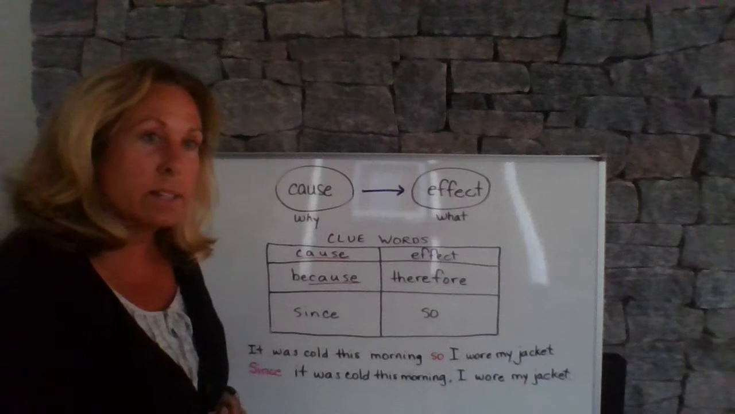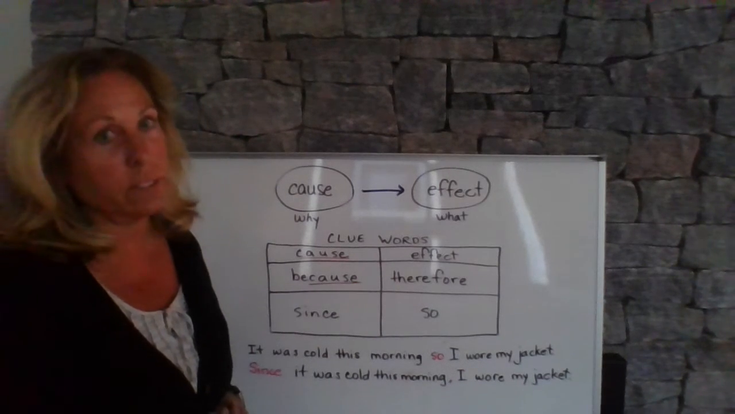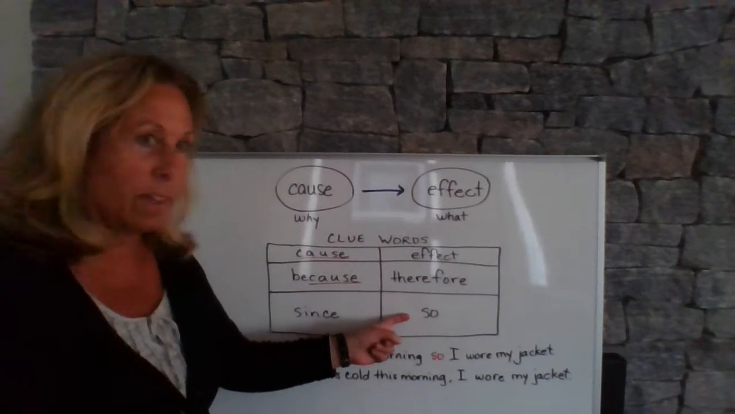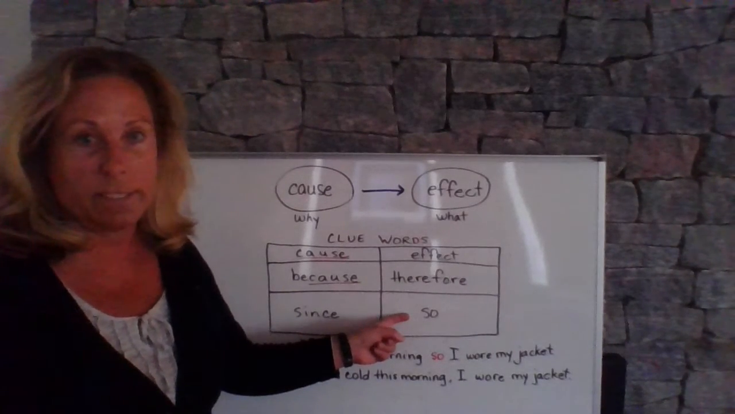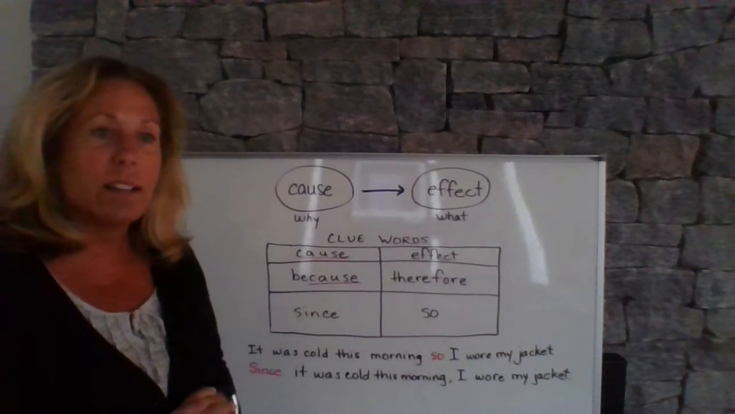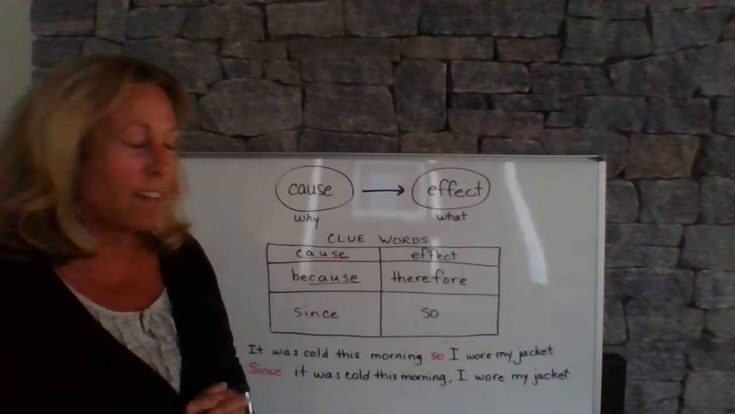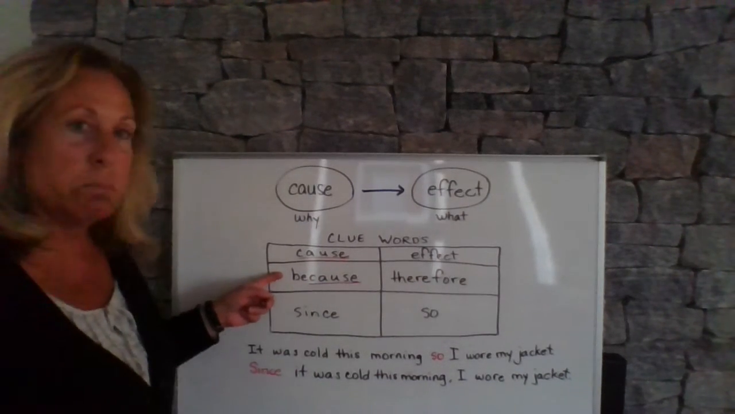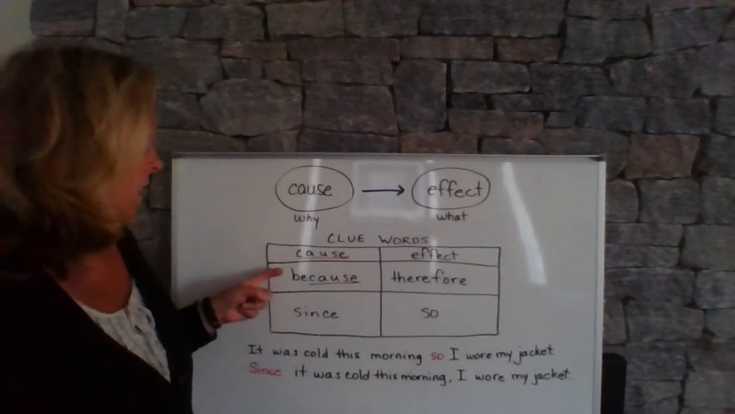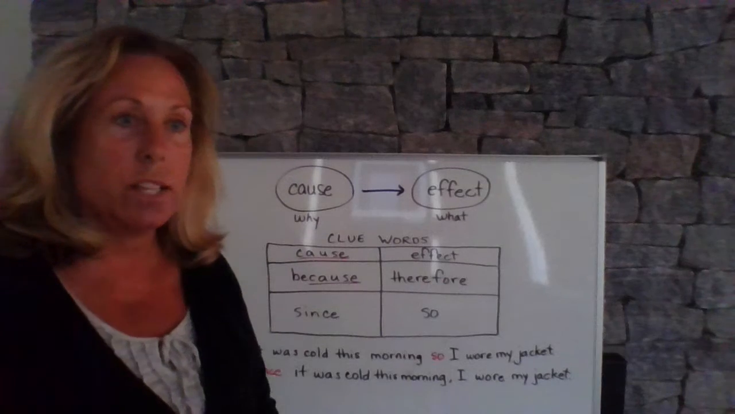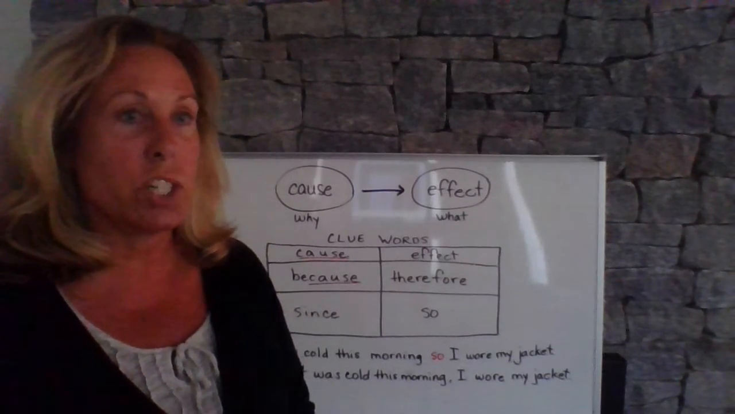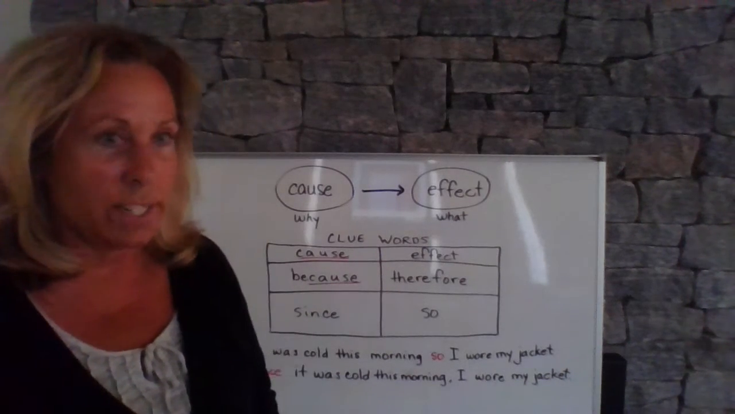I stayed up late on a school night, so I was tired. The clue word was so, because then they were going to tell you the effect. Let's try the next one. She had a stomach ache because she ate too much cake. And in this case, it's because. And the effect was first. And she had a stomach ache was the effect. And it's because she ate too much cake. And that is what she did.